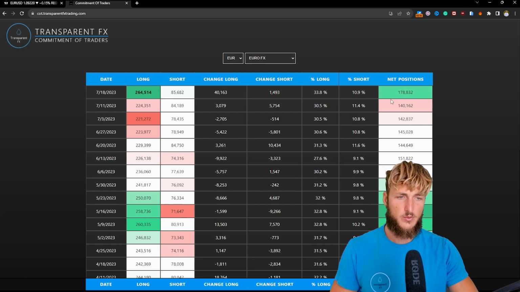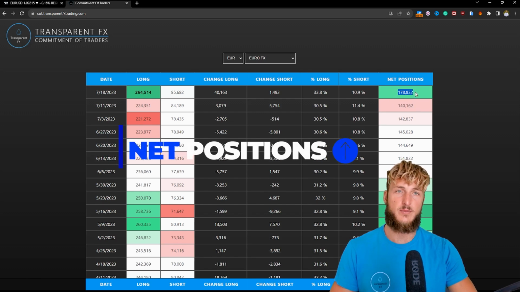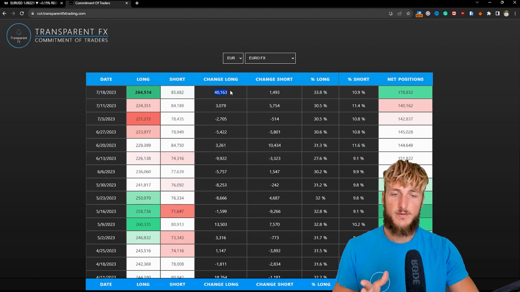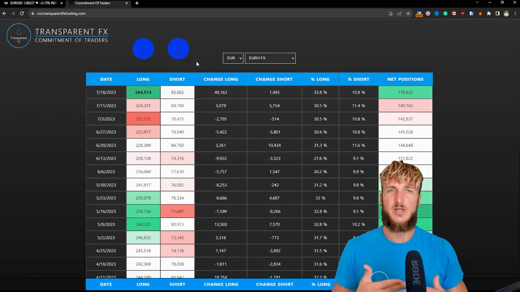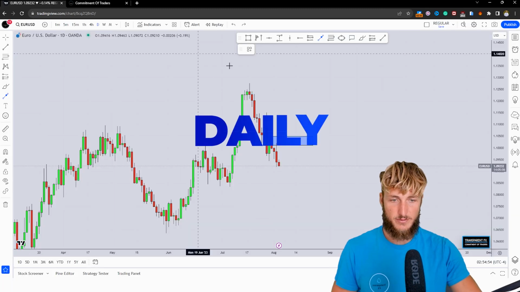And if we check the data, we can see how with the last report, we went from 140k net positions to 178k net positions, showing a strong increase of the net positioning, with 40,000 longs added to the last report, reaching 264k longs compared to only 85k shorts. So clearly, institutions are starting to move to the bullish side of EURUSD following the rejection of that monthly support that we have identified at the beginning of the video.